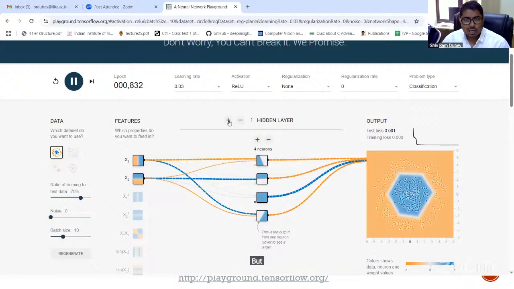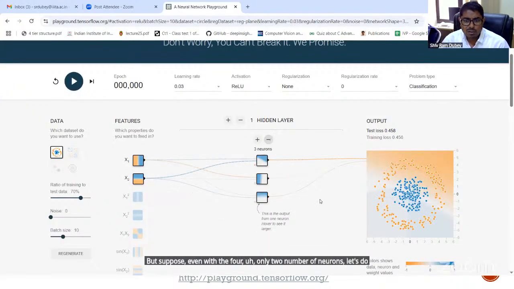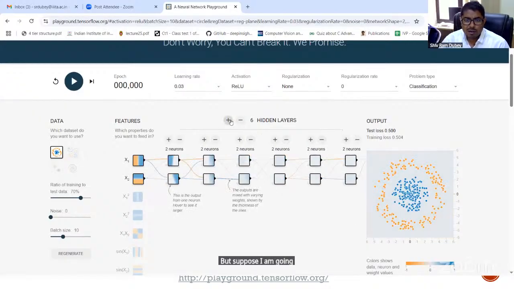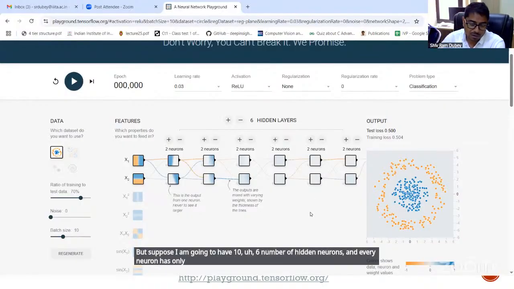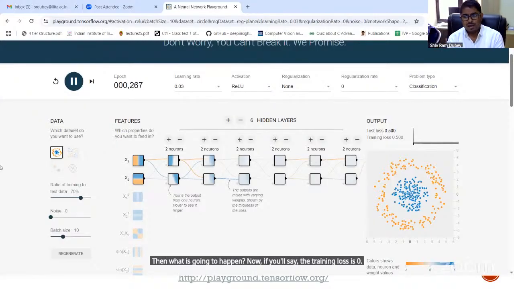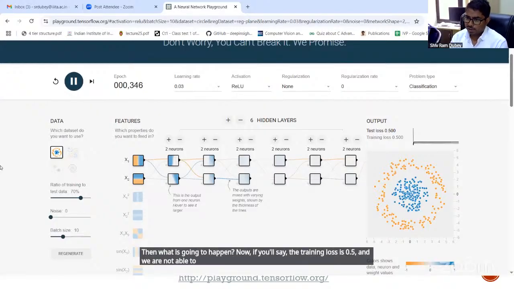But suppose even with only 2 neurons, let's do one more thing. I have only 2 neurons in each hidden layer, but suppose I have 6 hidden layers, and every hidden layer has only 2 neurons. Then in that case, if I train it, what is going to happen? Now, if you see, the training loss is 0.5, and we are not able to learn anything. So what is happening here?